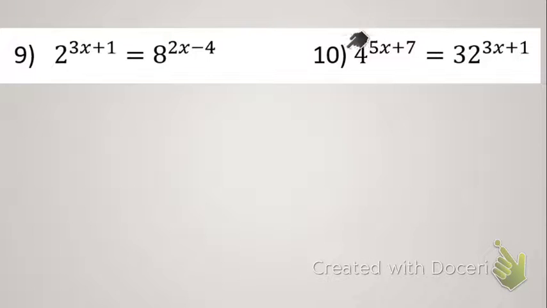So what base do you think I'm going to use for 4 and 32? 2. So for the 4, 2 to the what power is going to give you a 4? 2. So this becomes a 2 squared. Write that 5x plus 7 in parentheses. And then on the right, 2 to the what power is 32? 2 to the 5th.